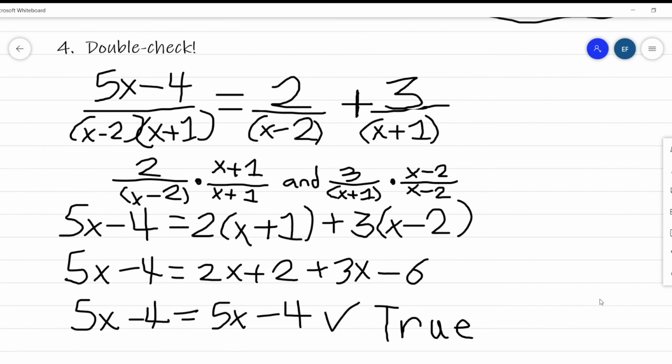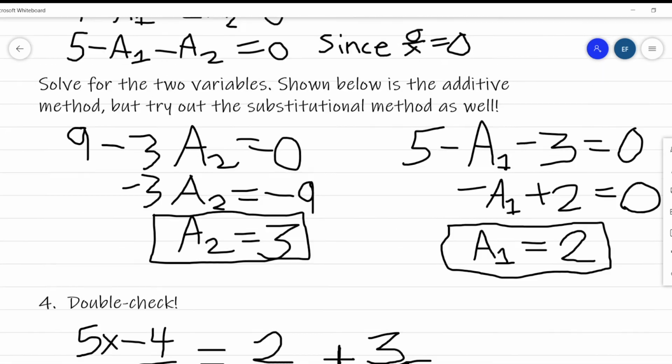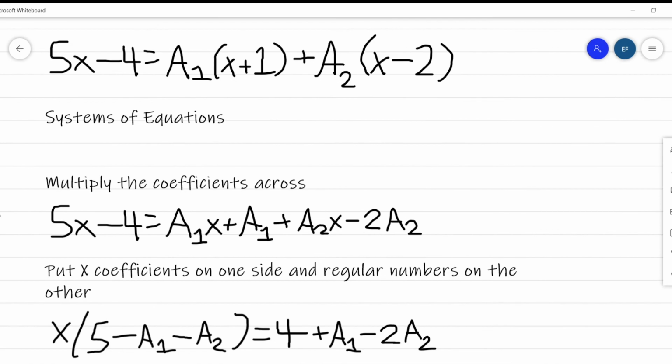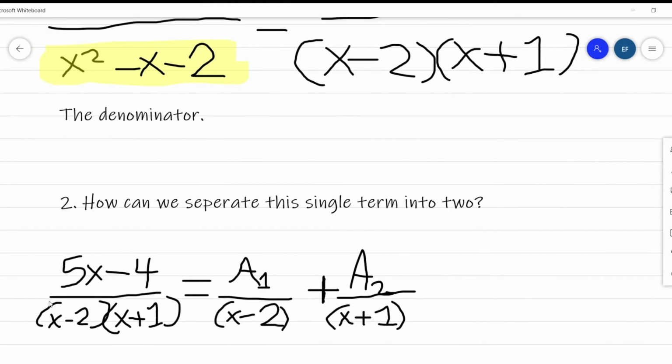So in review, let's go all the way up. See all that hard work you guys did? We went from 5x minus 4 divided by x minus 2 times x plus 1, and we were able to separate it out to be 2 divided by x minus 2 plus 3 divided by x plus 1. Thank you.